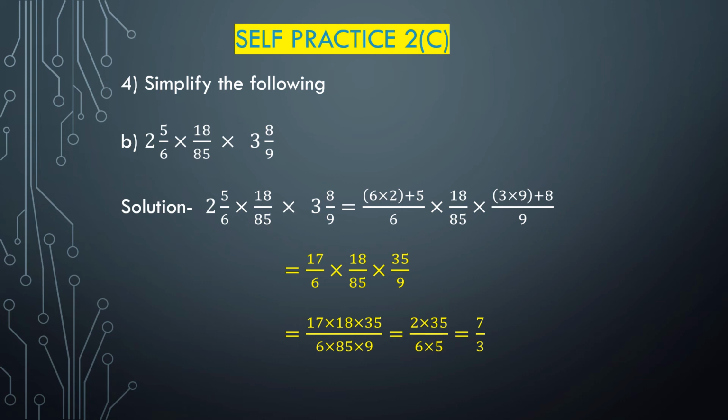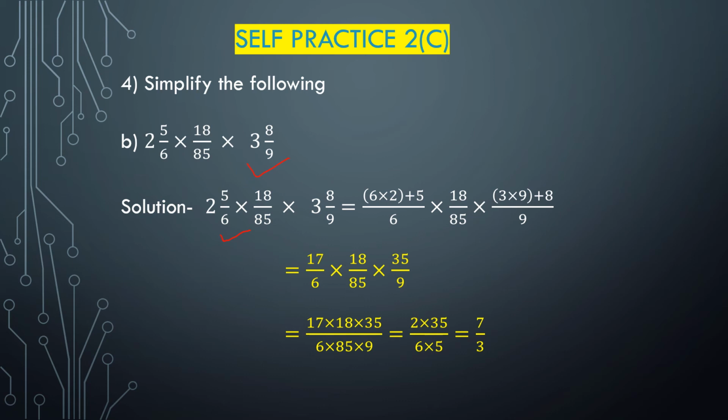Now we simplify part B. 2, 5 divided by 6 multiplied with 18 divided by 85 multiplied with 3, 8 divided by 9. First we convert these mixed fractions into improper fractions. 2, 5 divided by 6, convert this mixed fraction into an improper fraction.